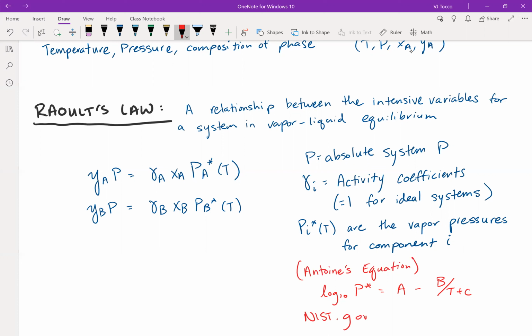NIST.gov has a lot of these Antoine's coefficients. And also, just a reminder, whenever you're using a table of Antoine's constants, to always look up the form, because sometimes this is ln of p star, not log of p star, and for the different pressure units. So the Antoine's constants will be reported for a specific unit of pressure, millimeters of mercury, bar, atmospheres. You want to make sure that you're using the same units as your table does.